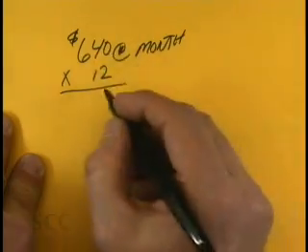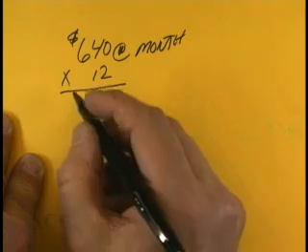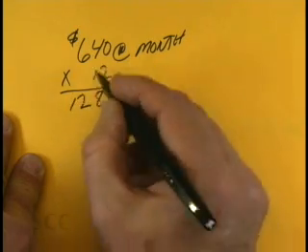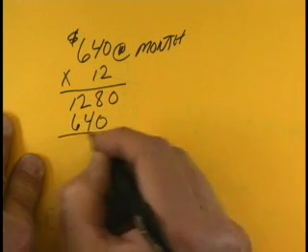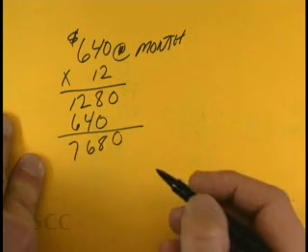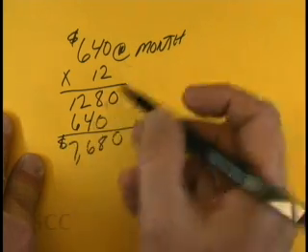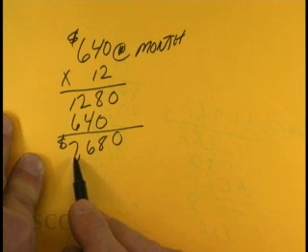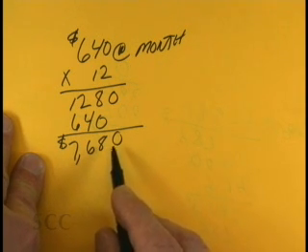So to do that math, 2 times 0 is 0, 2 times 4 is 8, 2 times 6 is 12. 1 times 0 is 0, 1 times 4 is 4, 1 times 6 is 6. 0, 8, 6, 7. So we want to receive $7,680 per year. That's what we want to receive.